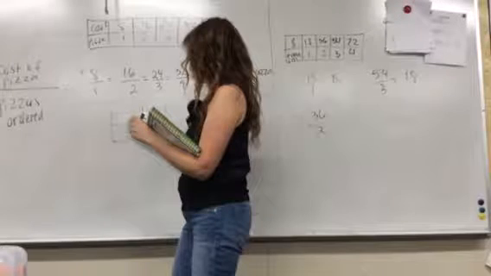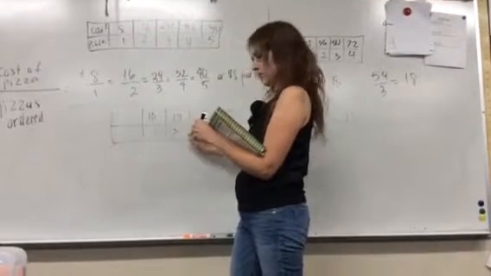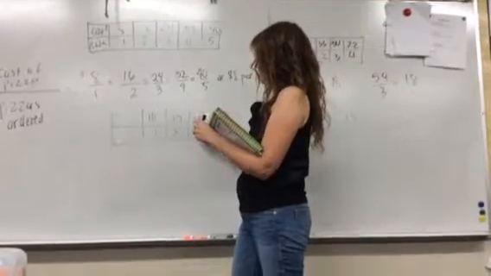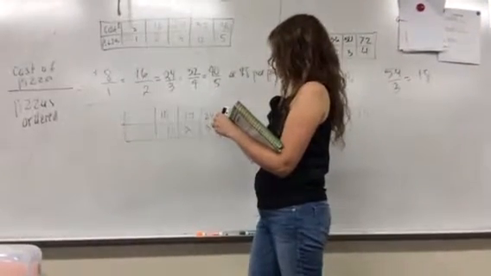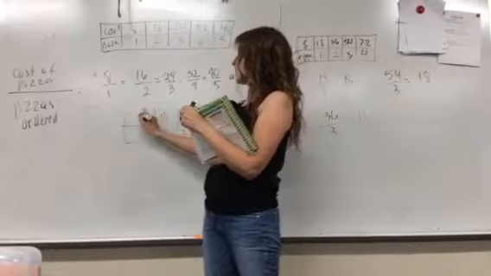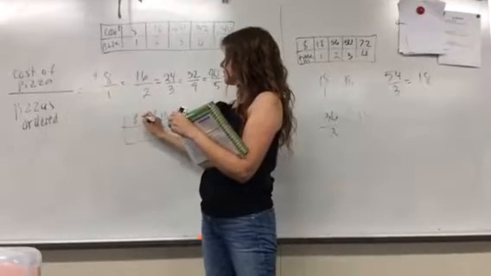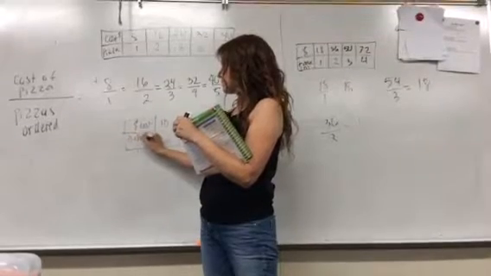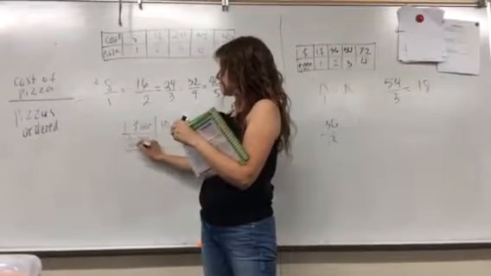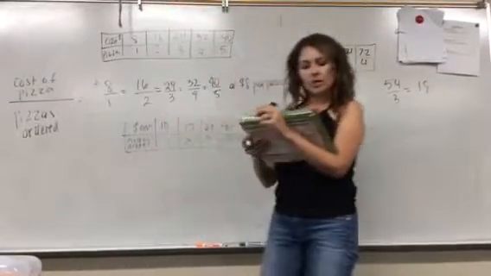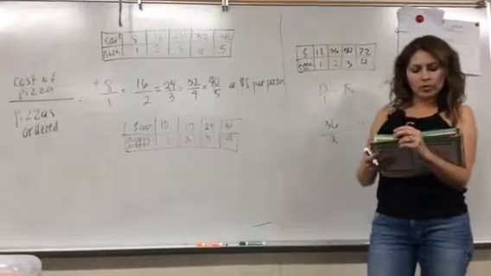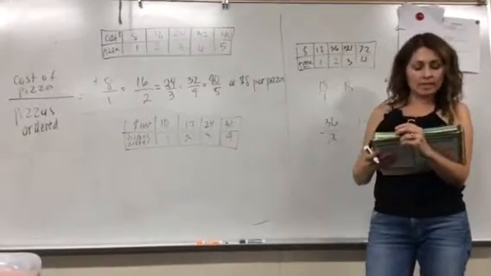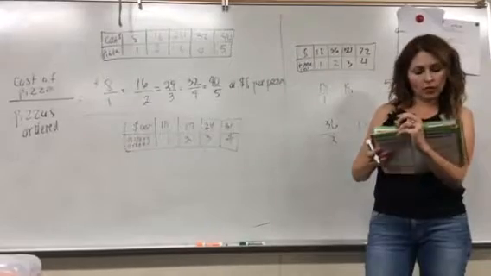We have 10 for 1, 17 for 2, 24 for 3, and 31 for 4. This is the cost, and this is tickets ordered. Okay, so it says for each number of tickets, write the relationship of the cost and the number of tickets as a ratio in simplest form.